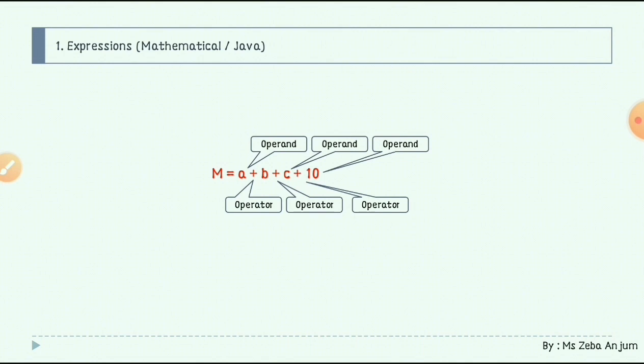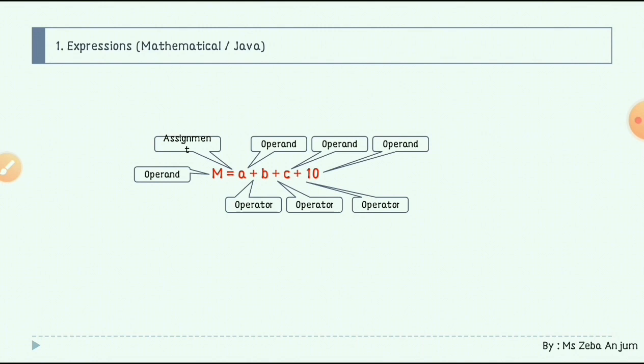And on the left hand side, m also comes under operand, and between the left hand side and right hand side, you are having the equal to sign. That comes under assignment expression. So overall, this expression is combined of mainly two things: operands and operator.